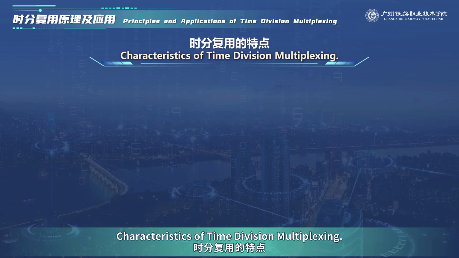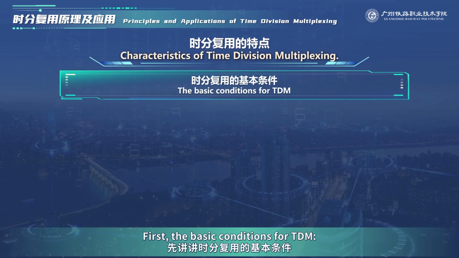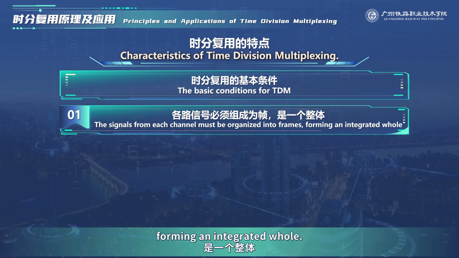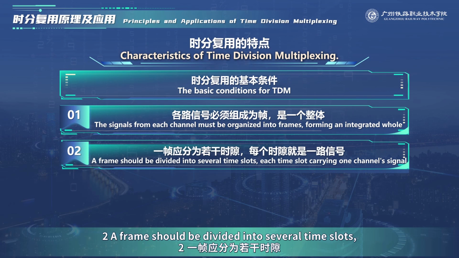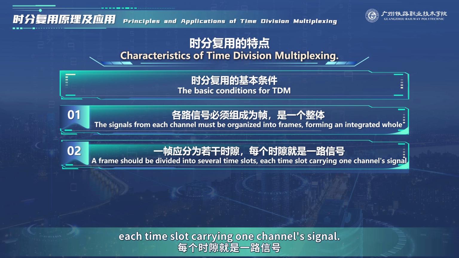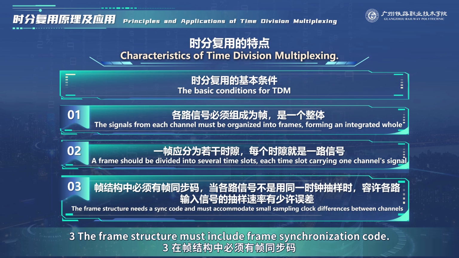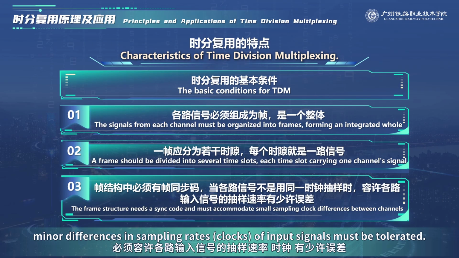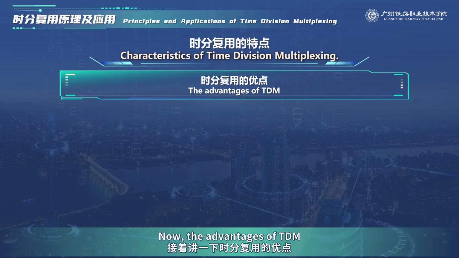Characteristics of time division multiplexing. First, the basic conditions for TDM. 1. The signals from each channel must be organized into frames, forming an integrated whole. 2. A frame should be divided into several time slots, each time slot carrying one channel signal. 3. The frame structure must include a frame synchronization code. When signals from different channels are not sampled by the same clock, minor differences in sampling rates and clocks of input signals must be tolerated.